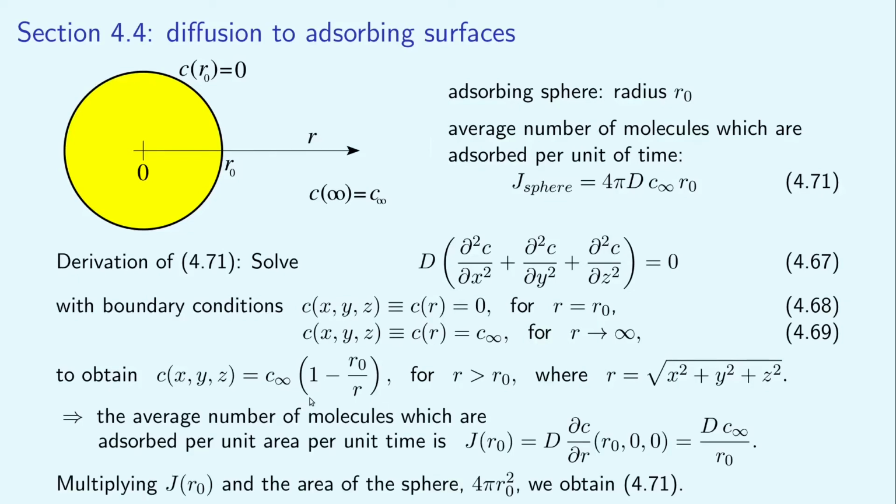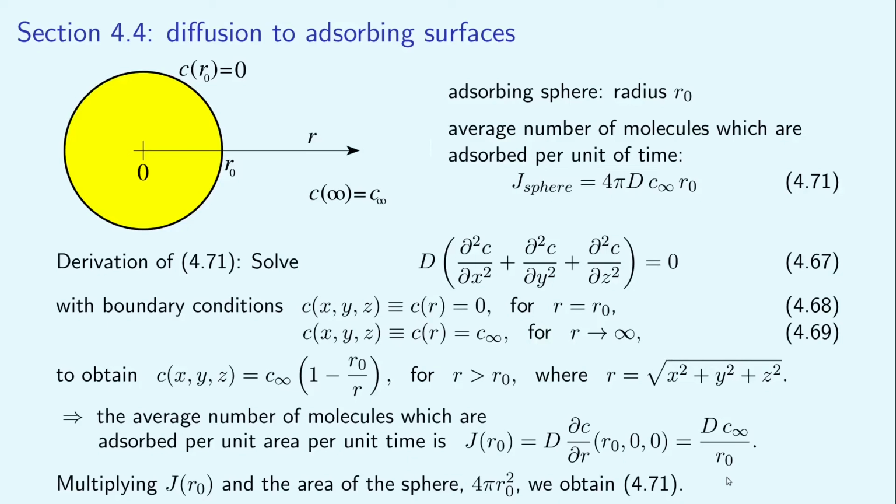Since this solution is radially symmetric, the flux, that is, the average number of molecules which are adsorbed per unit area per unit time, is constant along the boundary r equals r0. We can compute the boundary flux density as the diffusion constant times the derivative of c with respect to r at one representative boundary point. This gives us D times c infinity divided by r0.